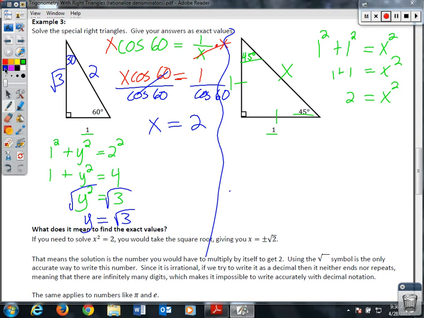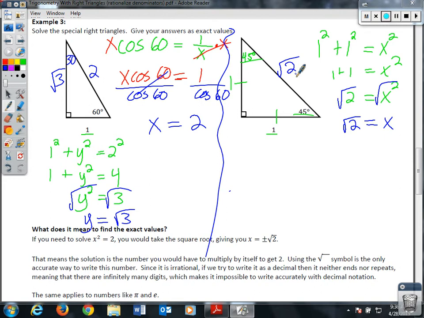To solve this equation, we need to take the square root of both sides. And we get x is equal to the square root of 2. And again, we'll just take the positive square root, just the absolute value, since it's a distance. So we get 1, 1, and square root of 2. So these are 2 special triangles. You will see these a lot in future math classes. You will get to know these very well, so I suggest you start doing that now, so you're getting familiar with it now. Let's talk about exact values now.